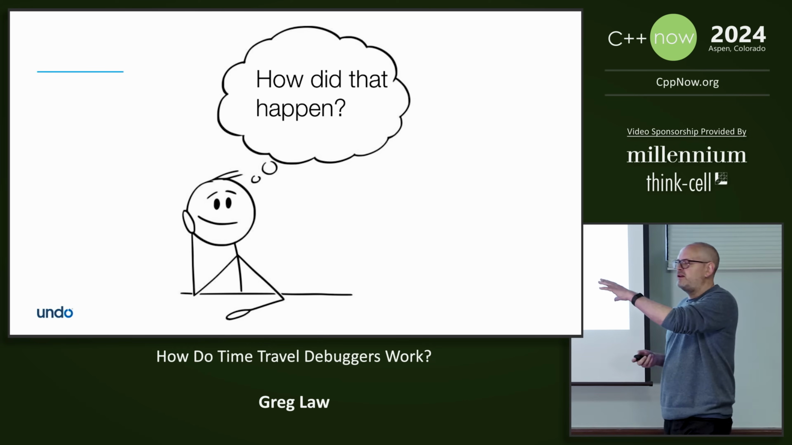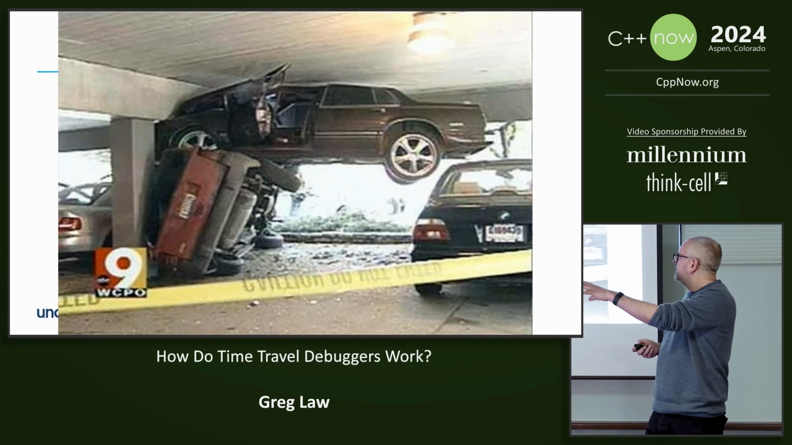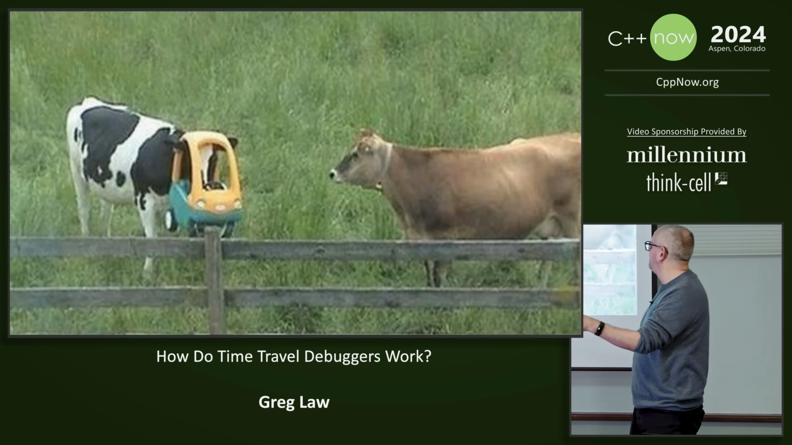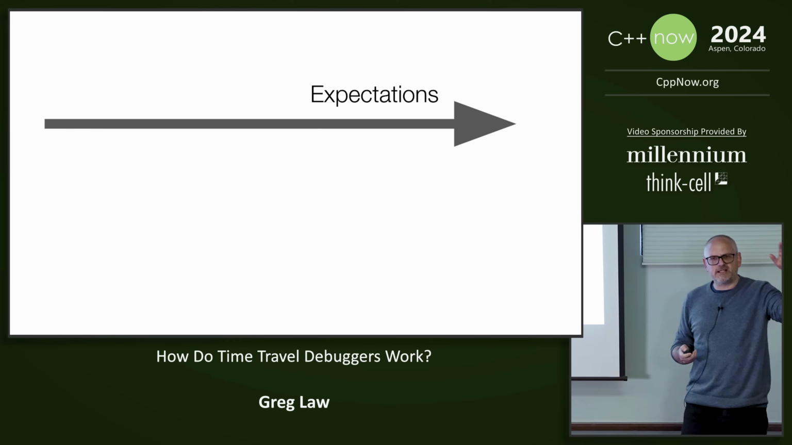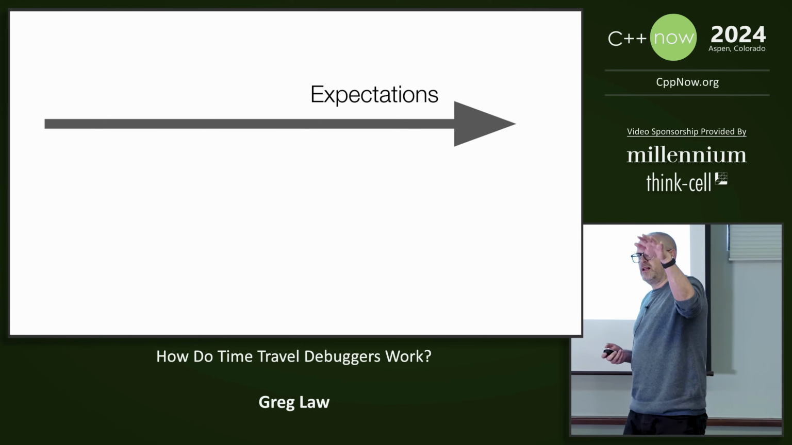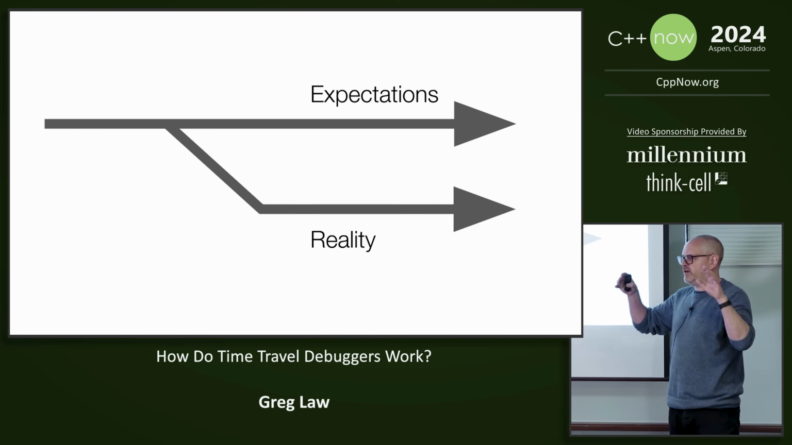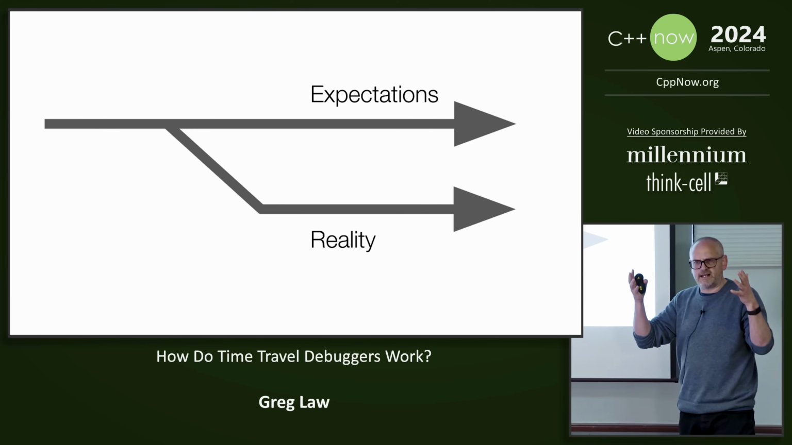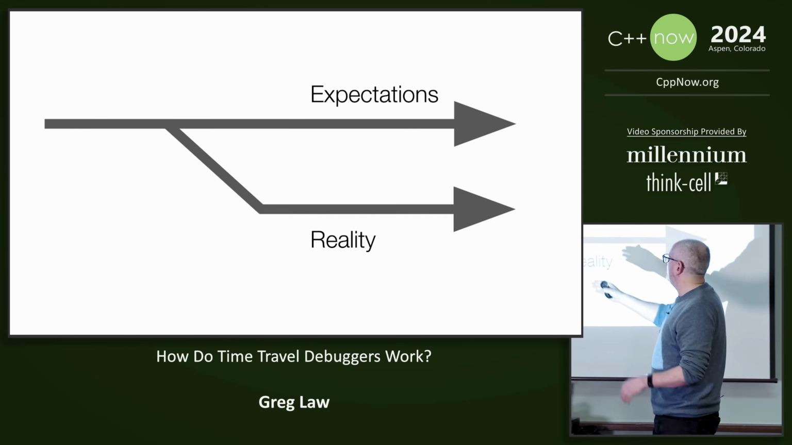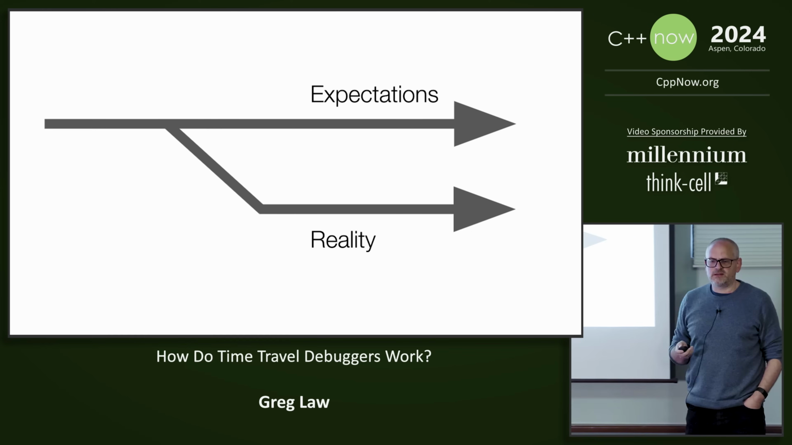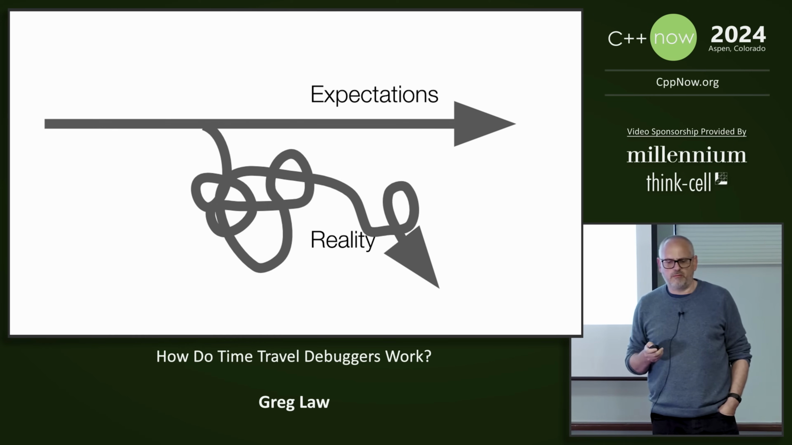Past tense. Not how did that happen? But I had expectations about what my code was going to do, and reality diverged from those expectations. And so the process of debugging, which actually is the root cause analysis of what the hell happened, is to work out where did reality diverge from my expectations, right? Or probably a bit more like that.